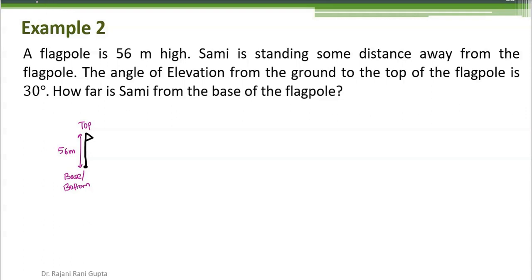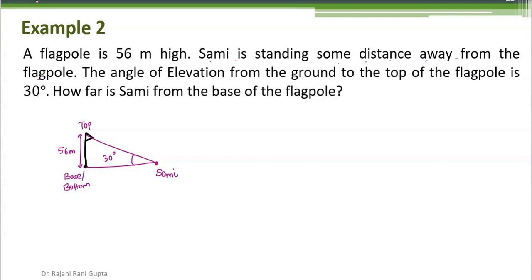Okay, reading next. Sami is standing at some distance away from the flagpole. So Sami is standing, say, somewhere here at some distance from the flagpole. If we join a line from the base to Sami, it will be like this. The angle of elevation from the ground to the top of the flagpole is 30 degree. So from where Sami is standing, if you measure the angle of elevation, this angle is given as 30 degree.